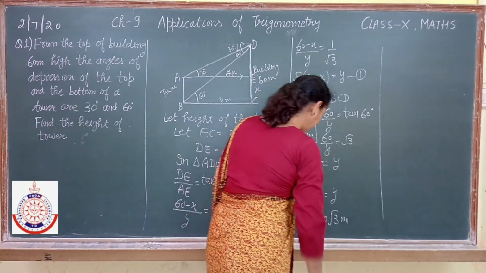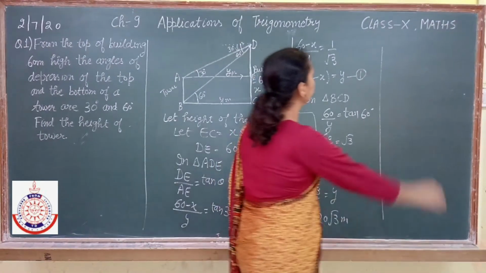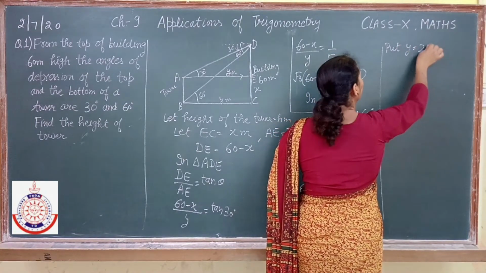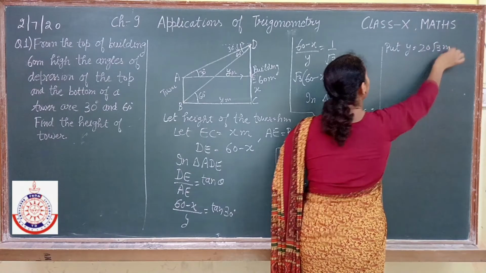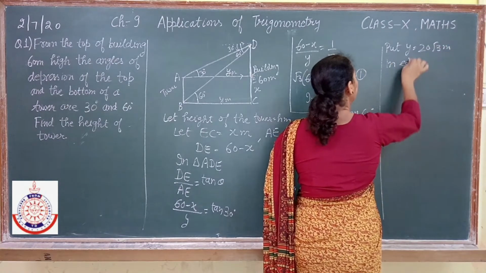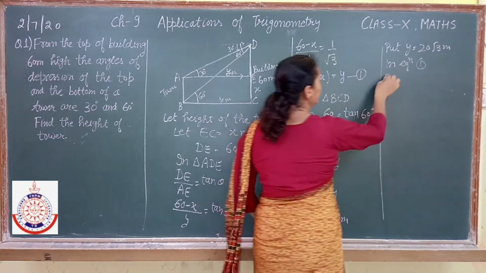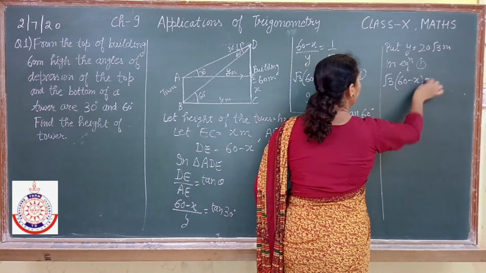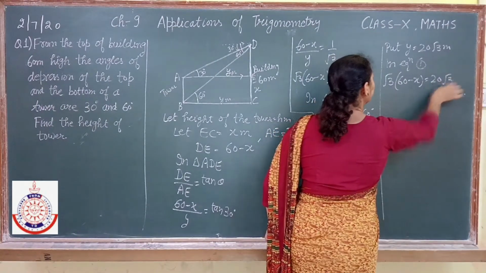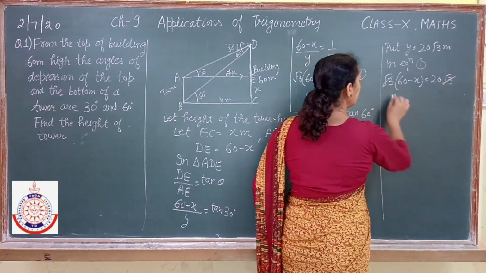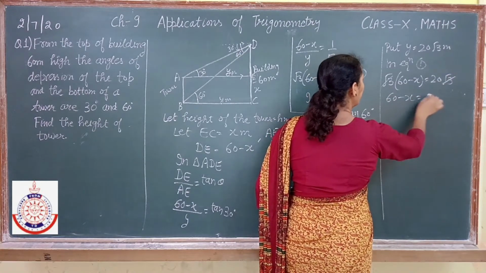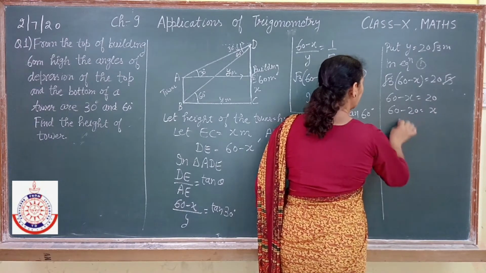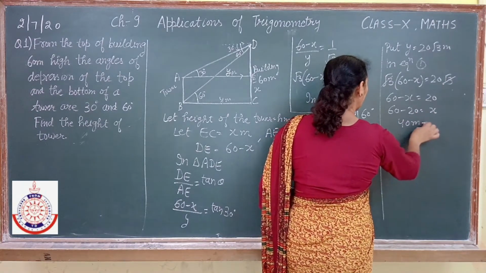we are having only one equation, put this value of y, put y equals to 20 root 3 in equation 1. What will we have? Root 3 into (60 minus x) is equal to 20 root 3. Root 3 got cancelled. So 60 minus x is equal to 20. So 60 minus 20 equals to x, that is 40 meters.